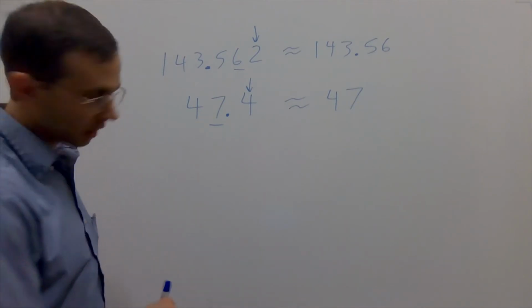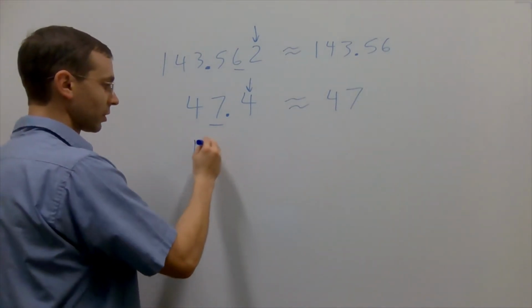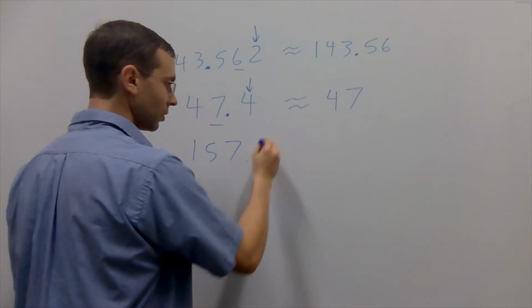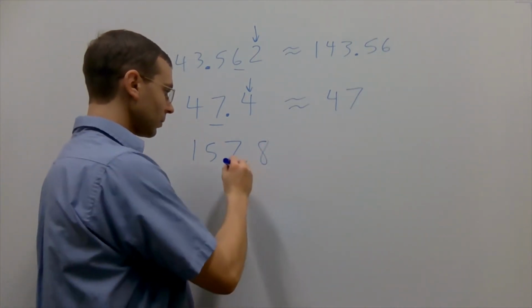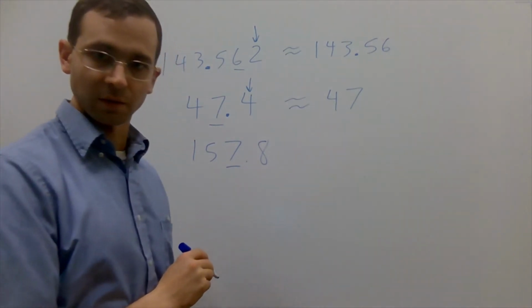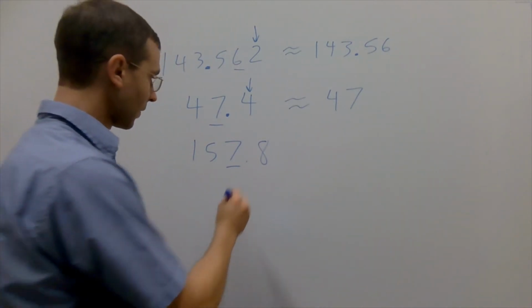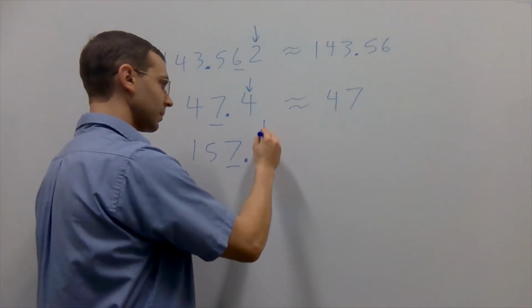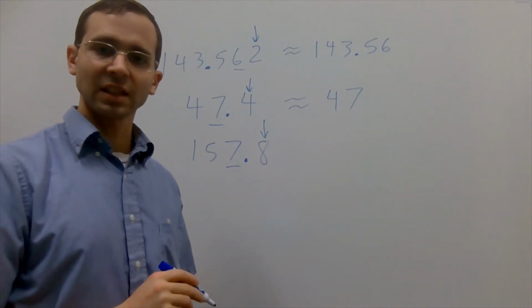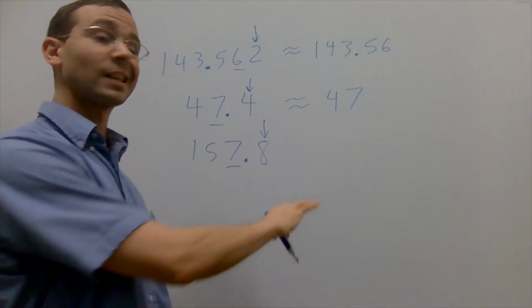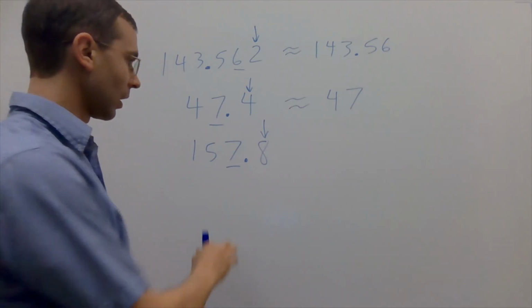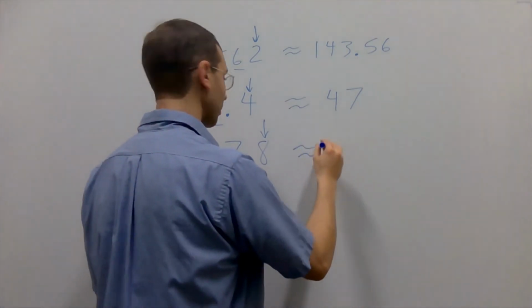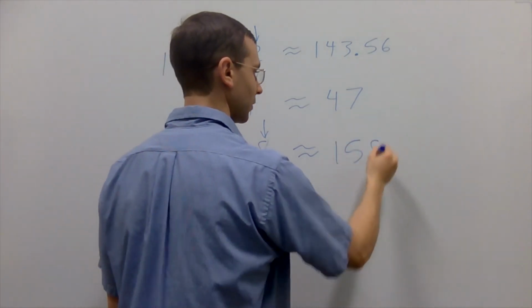Let's say I wanted to round this number to the nearest whole number. Well, now again, I'm looking at the wholes, the 7 there. And then I investigate the one after, and find that it is greater than 4. It is 5 or greater. Therefore, the proper way to round this is 158.